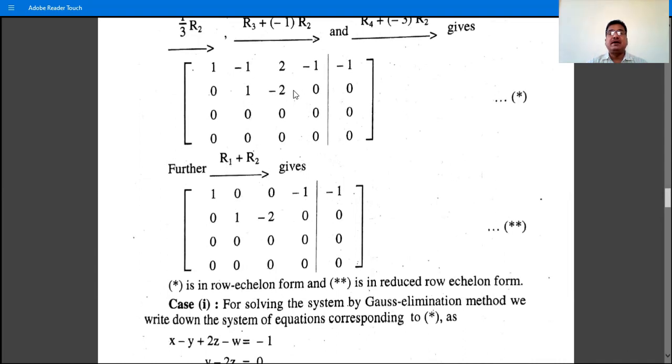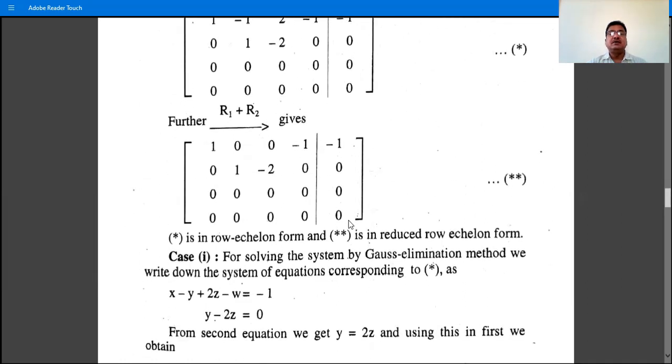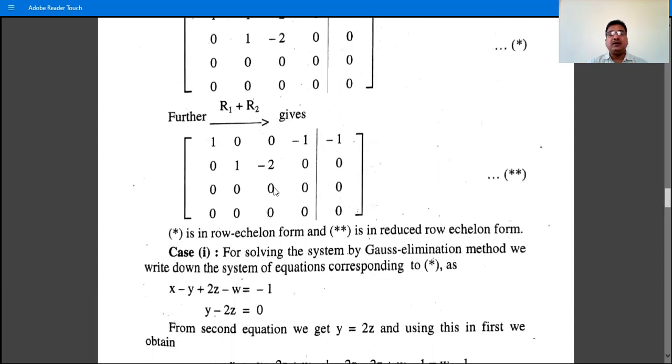So we have a 0 at this place, we have 0 at this place, we have minus 1 at this place. So this is the reduced row echelon form. The star is the row echelon form, and this double star is the reduced row echelon form.